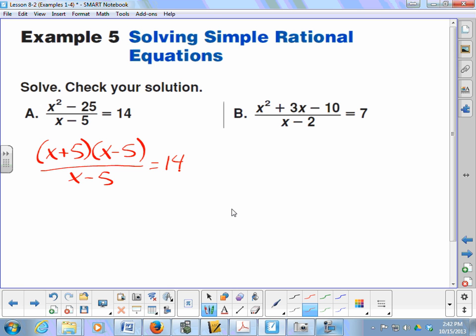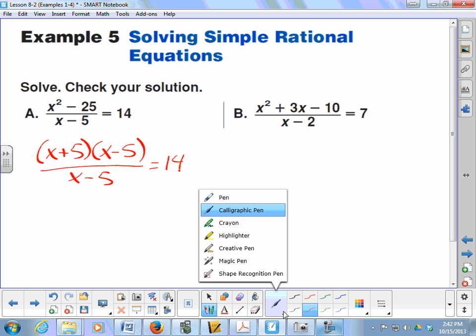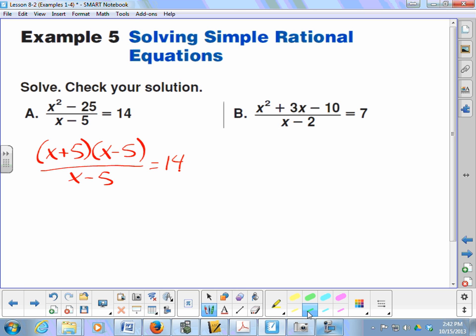So the nice thing about this is, and it's kind of like when we were doing the logarithms, if I had the logarithm of the same base on each side, just set those parts equal to each other. So here, I can cancel the x minus 5s. And then we're left with x plus 5 equals 14. So the nice thing about that is it simplifies to a very simple linear equation. So we subtract 5 from both sides, and we get 9.